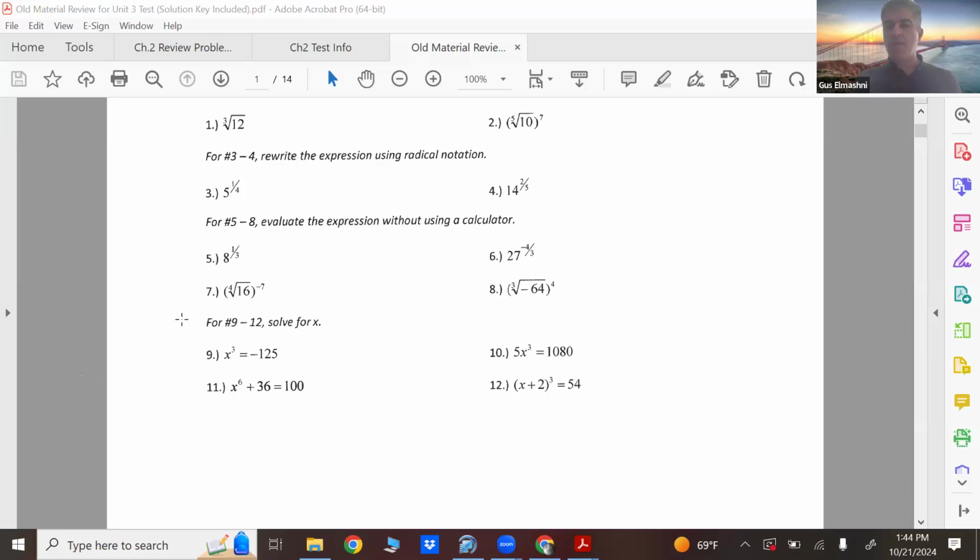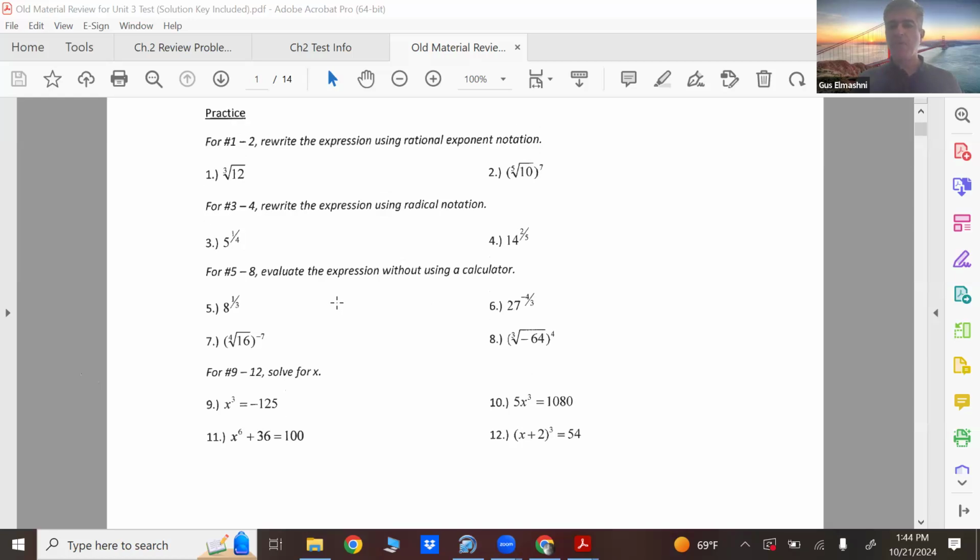So I think this first page is pretty good to do. I think it's all kind of just good practice. Like you should know, like, oh, 5 to the 1/4 is the fourth root of 5. Like you should know that, right? Or you should know it's a cube root of 8, which is 2 for number 5. Like you should know those things.